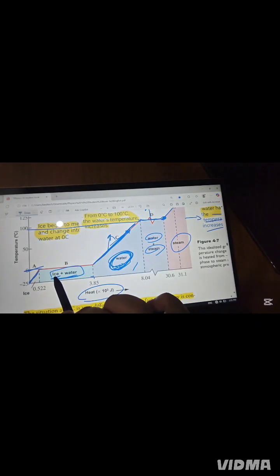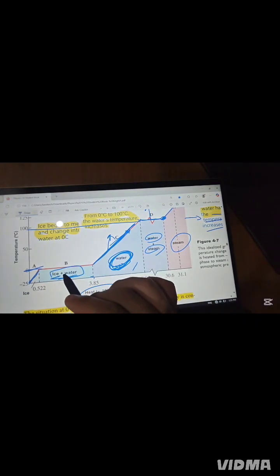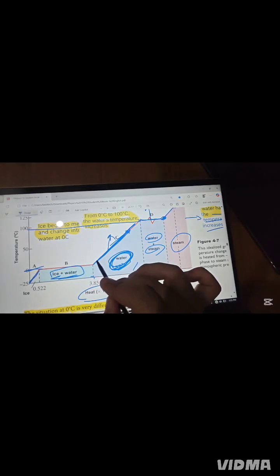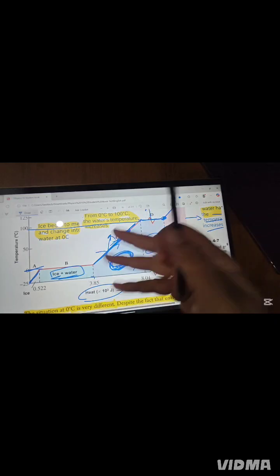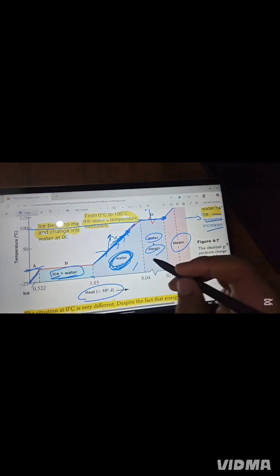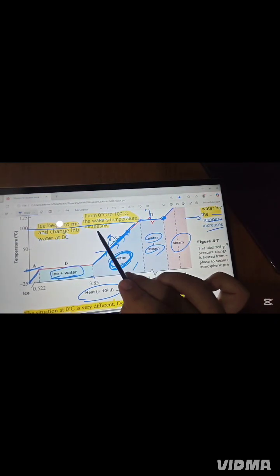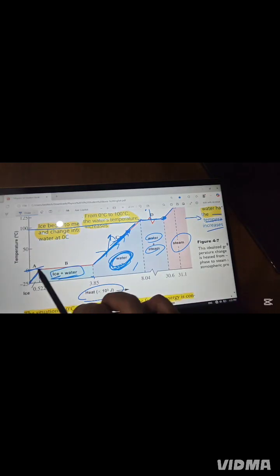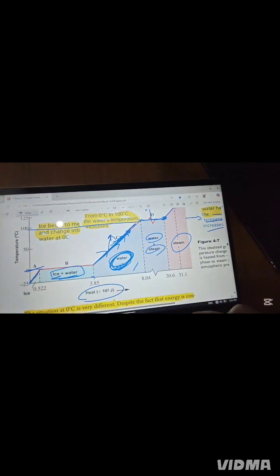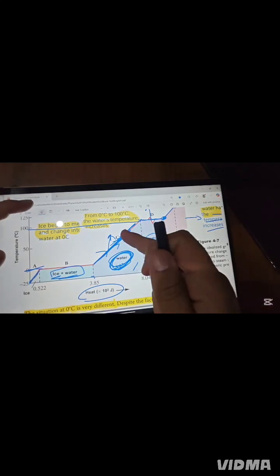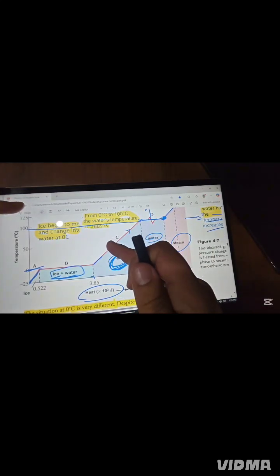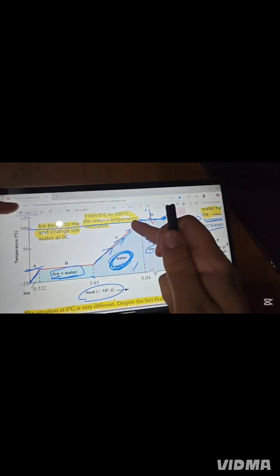What about part B? In part B, half is ice and half is water, because the temperature has increased. At this point, the temperature of the water is going to increase. When the temperature of the water increases, only water is left here. So from 0 to 100 Celsius, the water temperature is going to increase. So here only water is left, without ice.